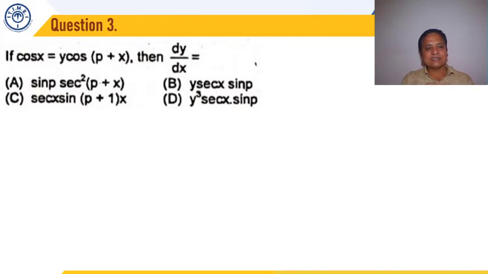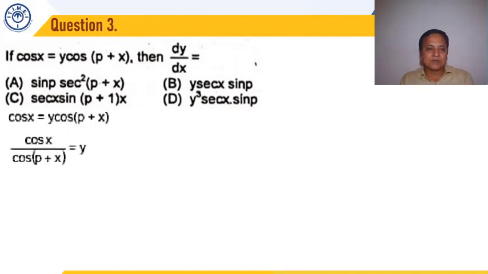It says if cos x is equal to y cos of p plus x, then we need to find dy by dx. One of the options is giving us sec square p plus x. So we write cos x is equal to y cos p plus x. So cos x upon cos p plus x is equal to y. We separate the terms containing x and y if possible. Now we find dy by dx, and when we have to find dy by dx, on the left hand side we have to apply the quotient rule.